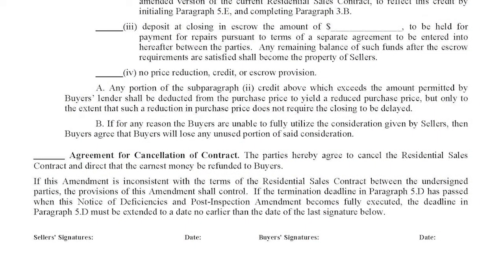Going to A here: any portion of subparagraph 2, credit above, which exceeds the amount permitted by buyer's lender, shall be deducted from the purchase price to yield a reduced purchase price, but only to the extent that such a reduction in purchase price does not require the closing to be delayed.